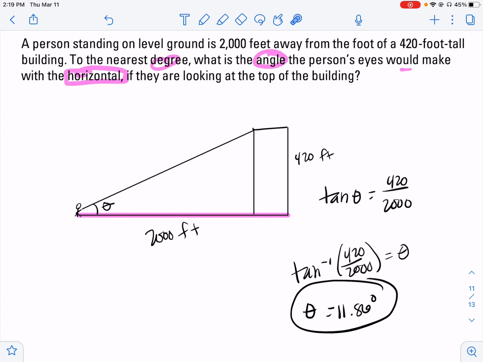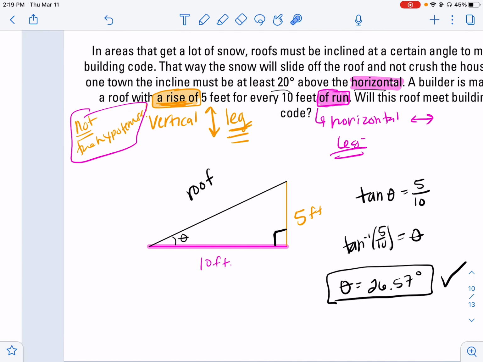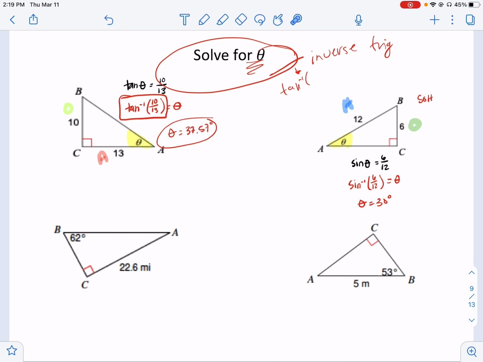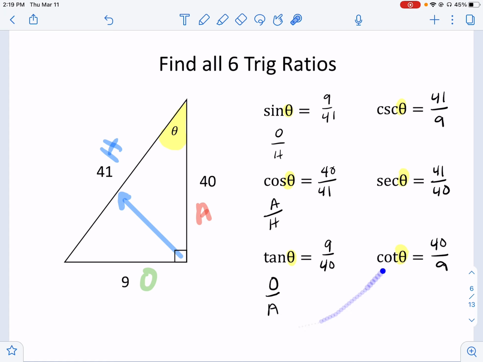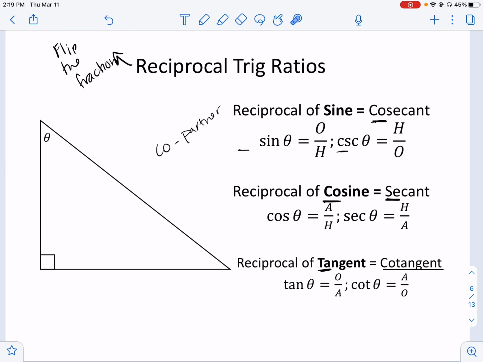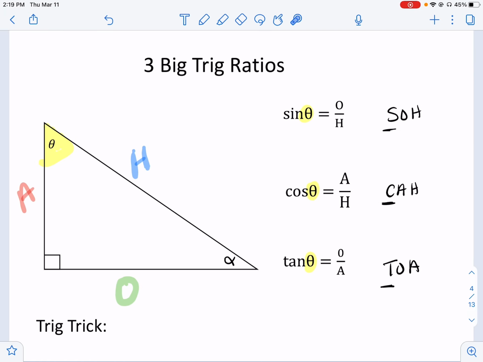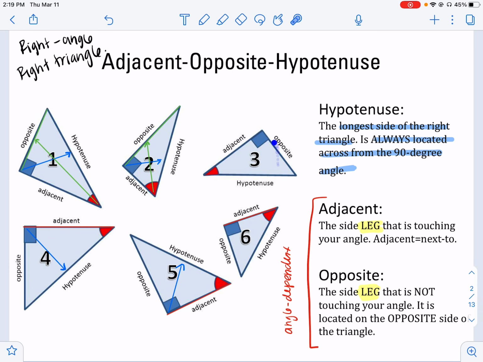So that is really our trig boot camp. We talked about how to solve application problems, how to find an angle using inverse trig, and how to find a side length using your big 6. All of these come back around to being able to label your triangle as opposite, adjacent, and hypotenuse.